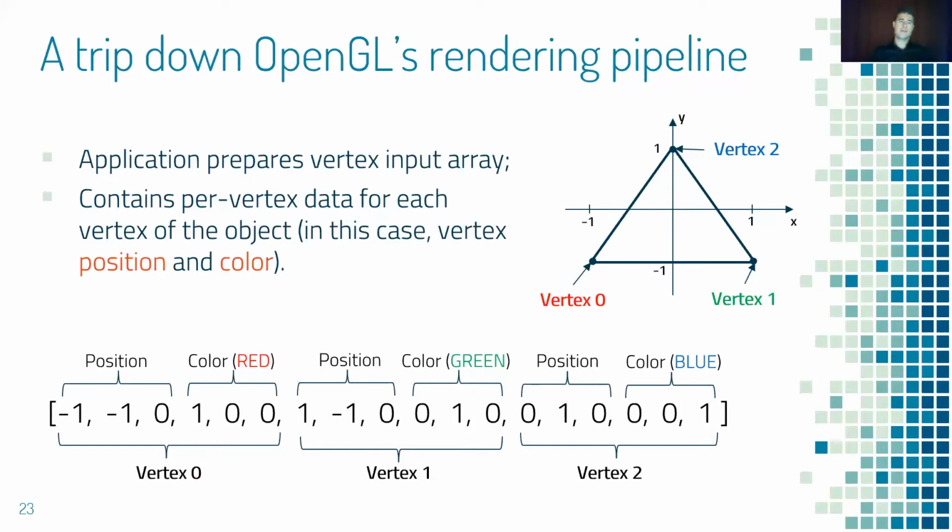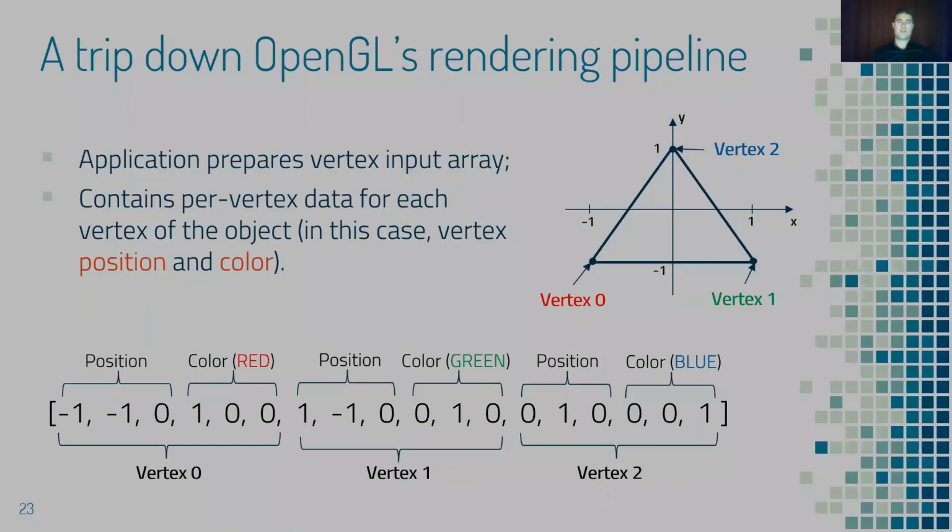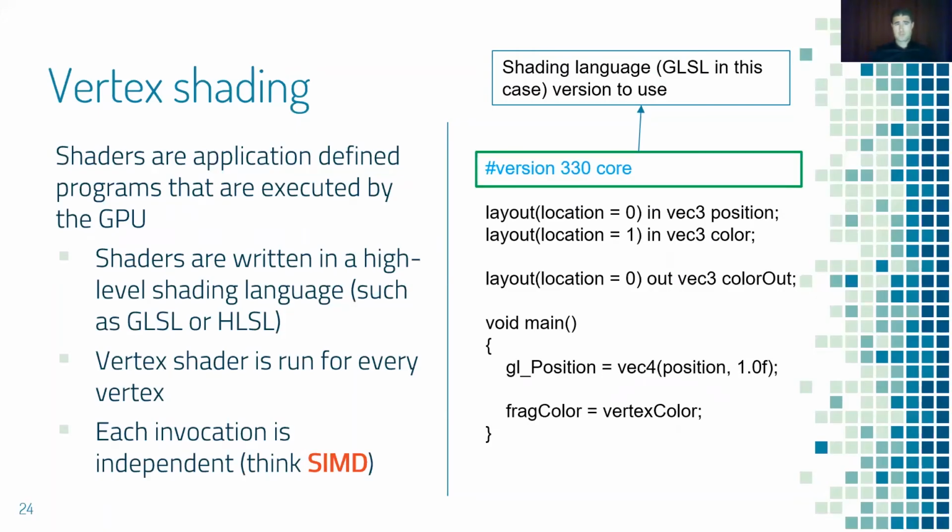The rendering starts with vertex shading. Shaders are application-defined programs that are executed by the GPU. They are written in a high-level shading language. For example, OpenGL has GLSL, and DirectX has HLSL, which is the high-level shading language. And a vertex shader is run for every vertex. So in our example of drawing a simple triangle, the vertex shader is run for each of the 3 vertices.